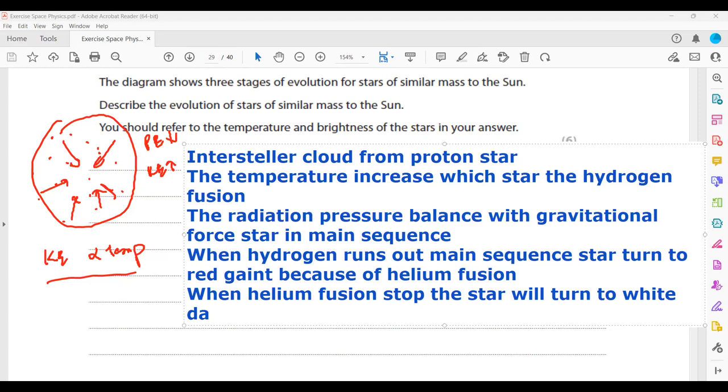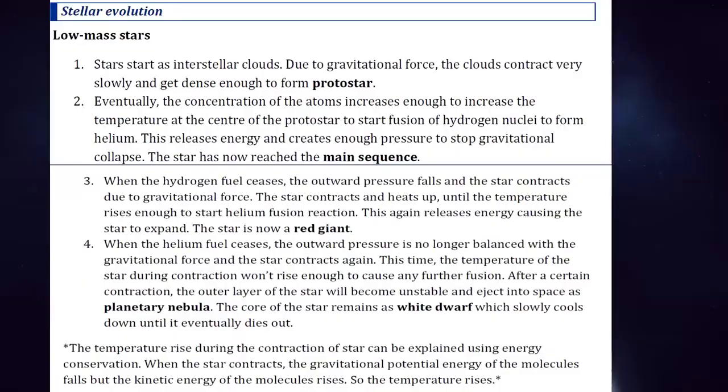I'm writing in short, but you can write the whole cycle of a star. These are the points you should mention about the star cycle. It's better you memorize these points, learn them, and write them as they are stated. Is the star cycle clear? Yes, clear.